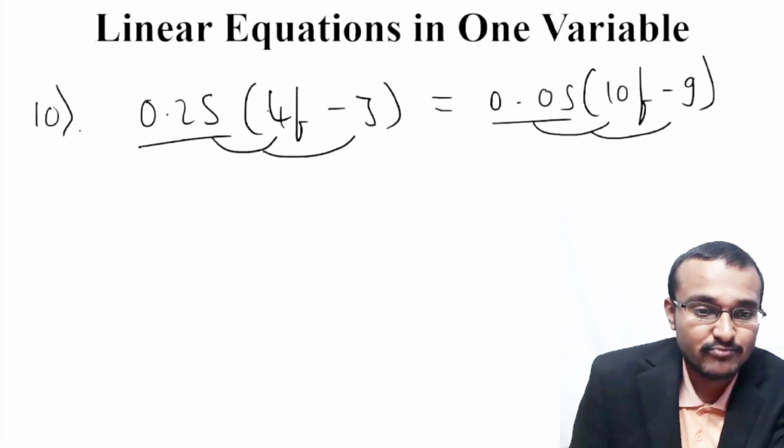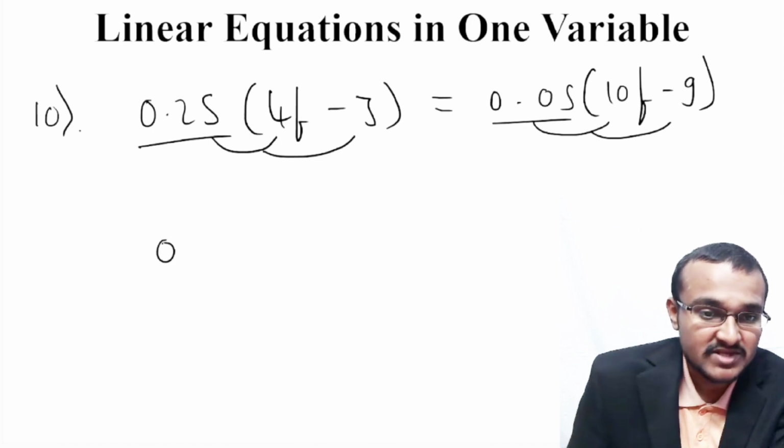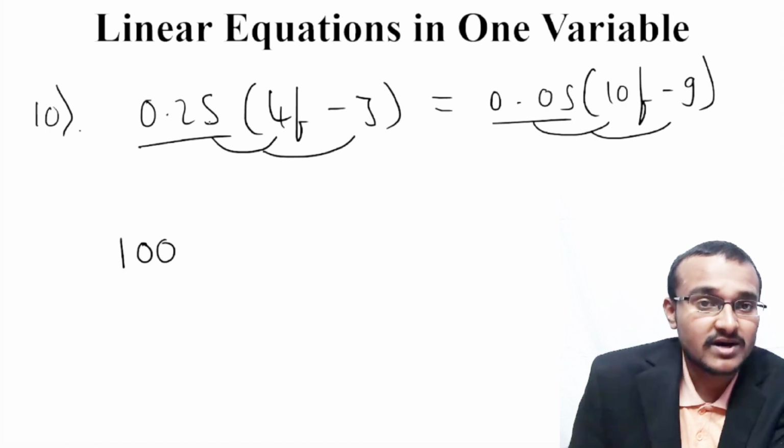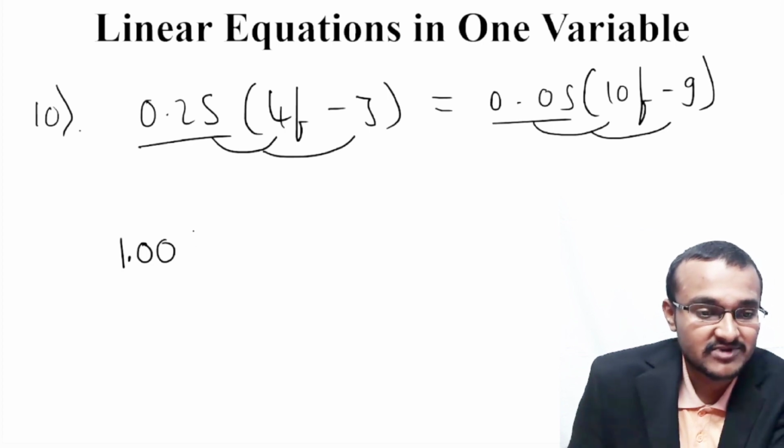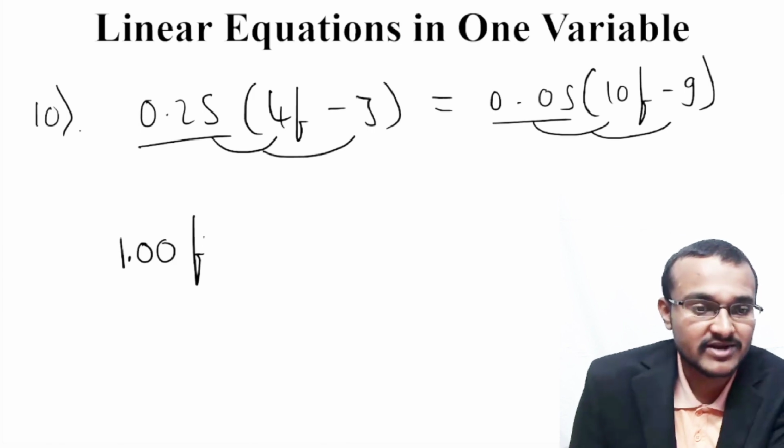So when you multiply 0.25 with 4, you will get 4 5s are 20. Similarly 4 2s are 8, 8 plus 2 will be 10. Again 4 zeros are 0, 0 plus 1 will be 1. After two numbers you have to put the decimal point, so here it will be the decimal point. So when you multiply 0.25 with 4f, you are getting 1.00f as your answer, or 1f.